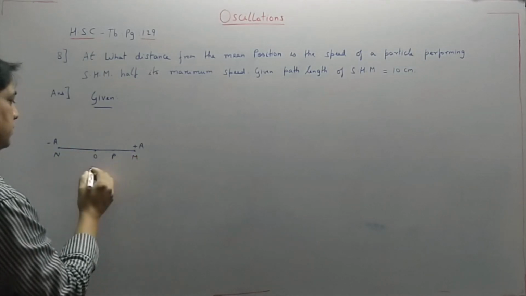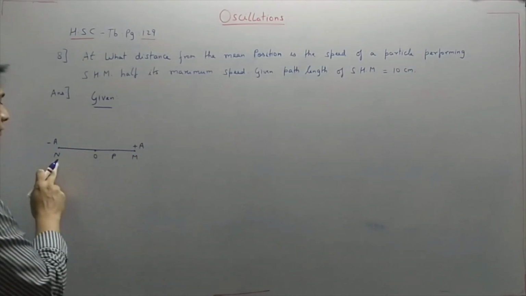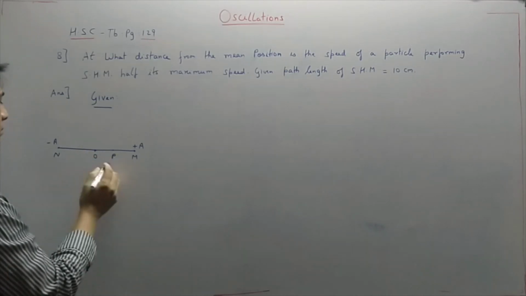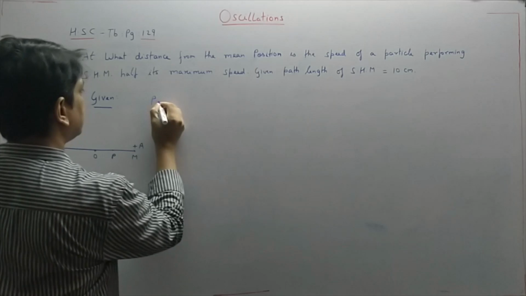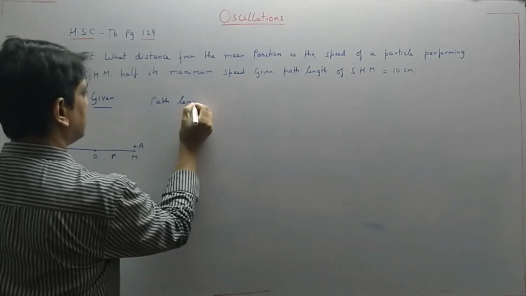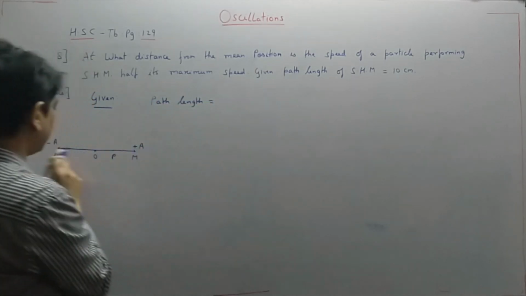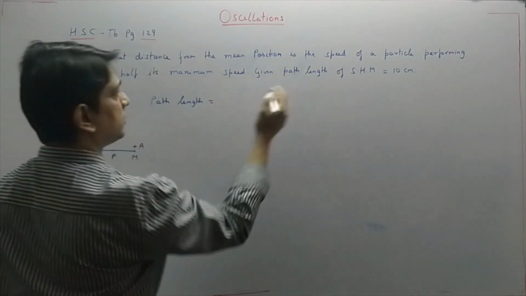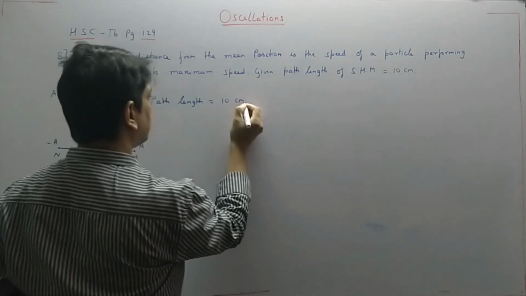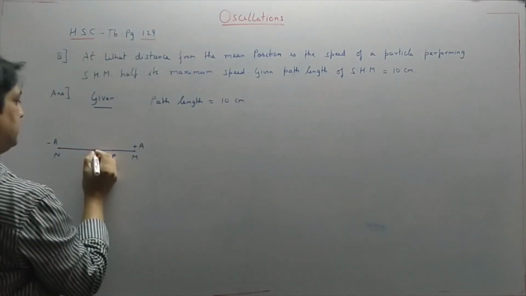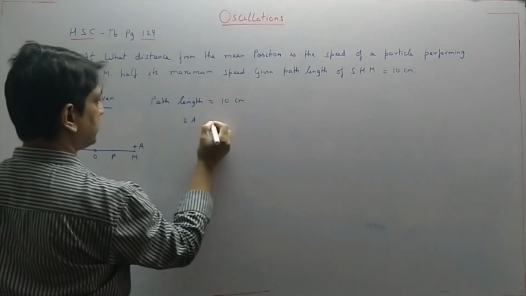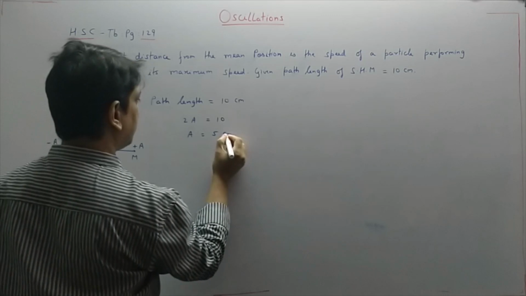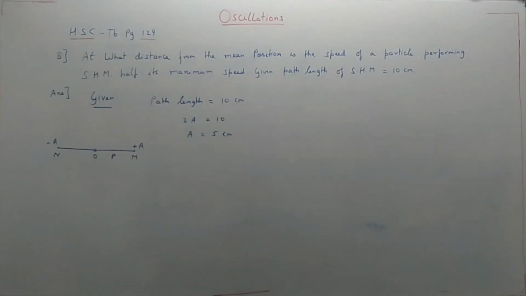So the path length is basically the entire distance from the left extreme to the right extreme. So that is called the path length, the distance between N and M. The particle is performing linear SHM, and the path length from left extreme to right extreme is given as 10 centimeter. So we can write it as twice A is 10, and then A is 5 centimeter. So we are getting the amplitude from here, that is A is 5 centimeter.